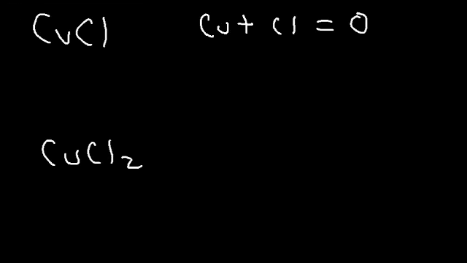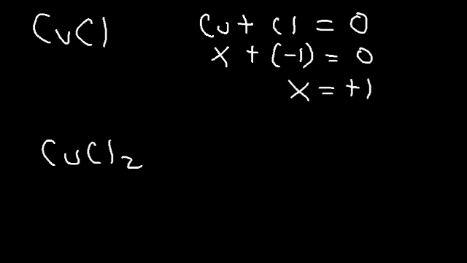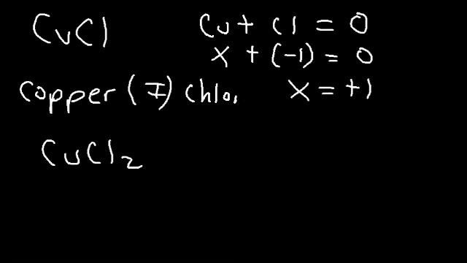Now we know that chlorine has a charge of -1, and since we're solving for copper, we're going to replace it with x. So x plus -1 is equal to 0. If we add 1 to both sides, x equals +1. So copper has a +1 charge. So when we name it, it's going to be copper(I) chloride, since it has a +1 oxidation state.